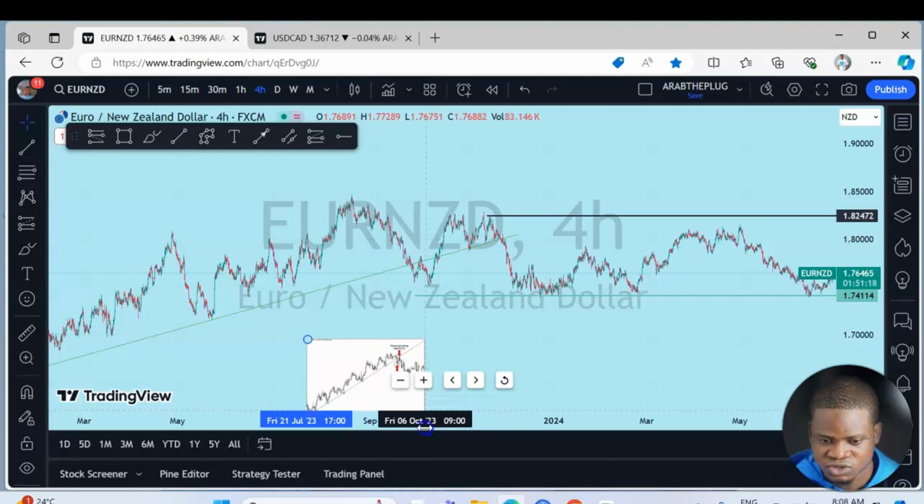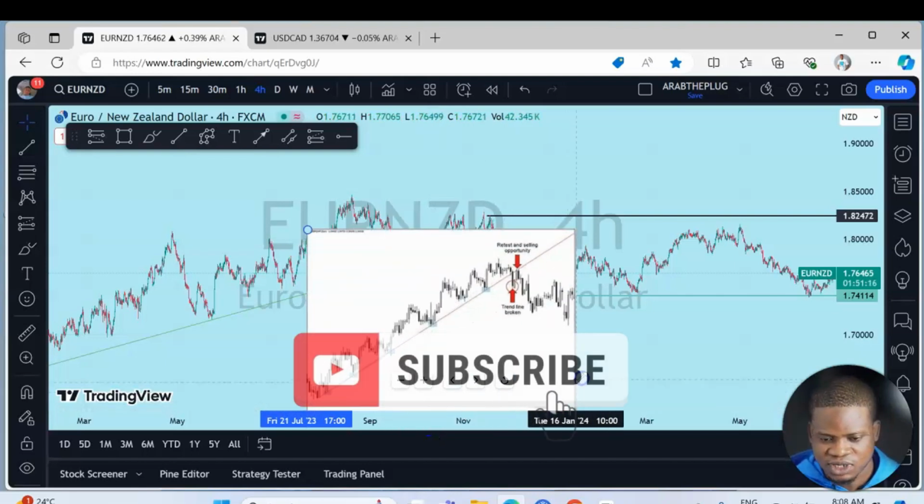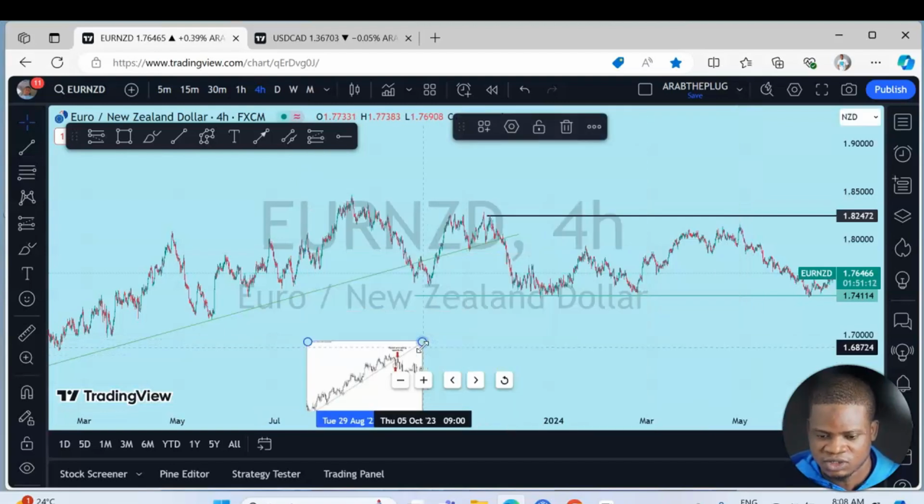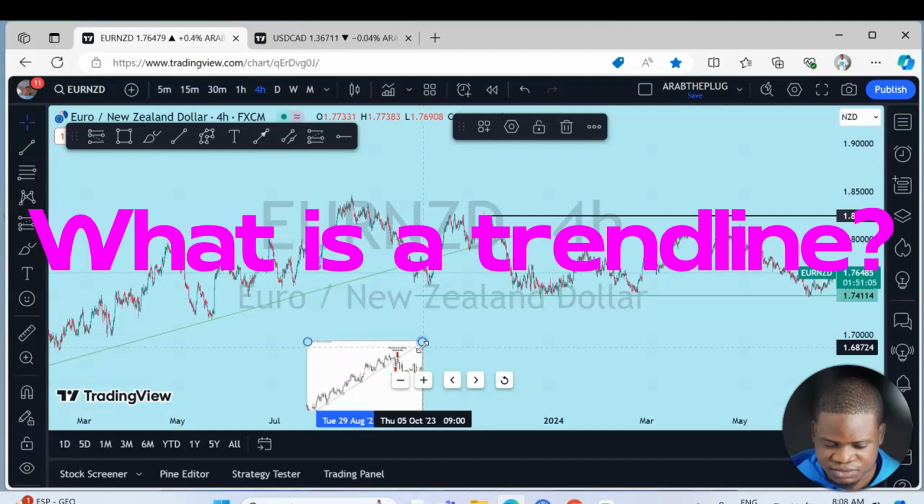So let's get right into it. The trendline strategy: how you can use trendlines to trade the financial market, whether it is forex, crypto, or even the stock market. So first things first, what is a trendline?